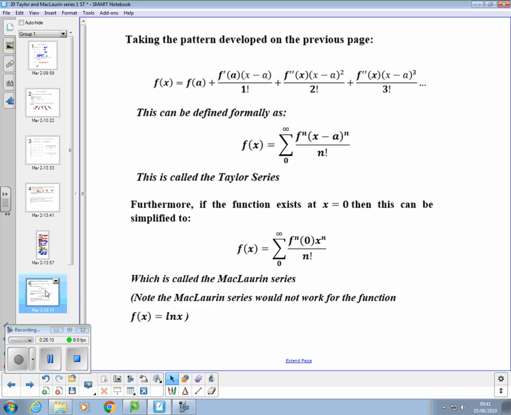So we can spread that out for the first three terms. Here we've got the term where n is equal to 0. That's the term where n is equal to 1. That's the term where n is equal to 2. And that's the term when n is equal to 3. And we could carry on that for an infinite number of terms if we wanted to.